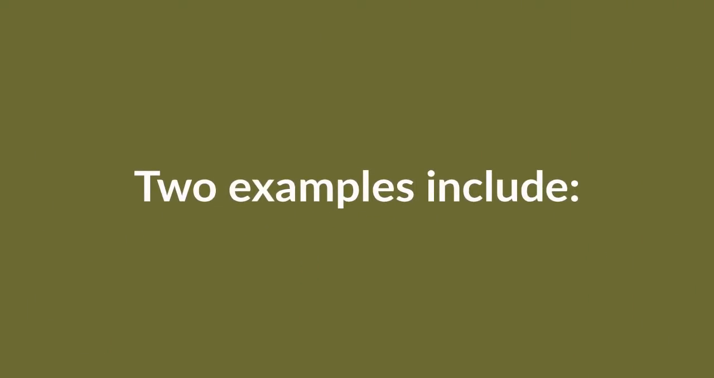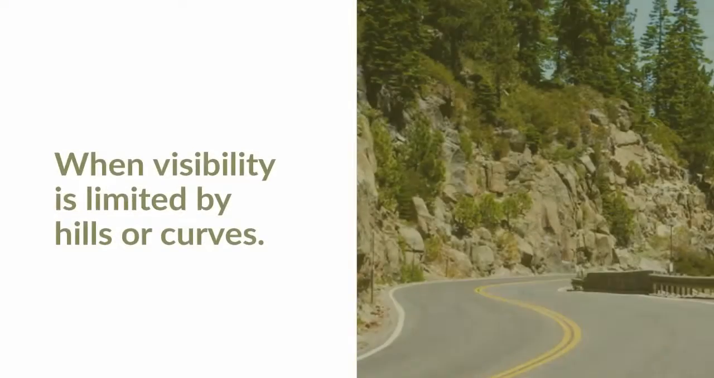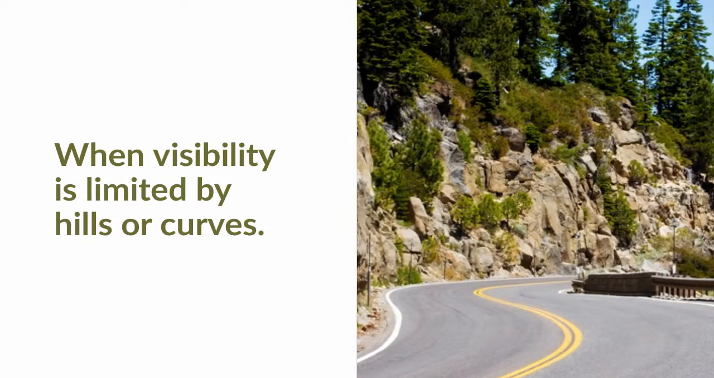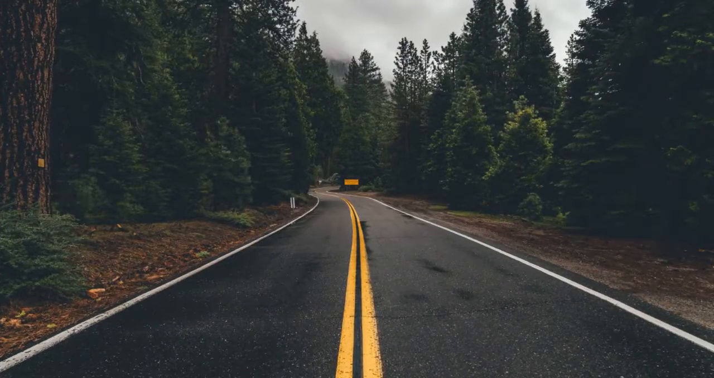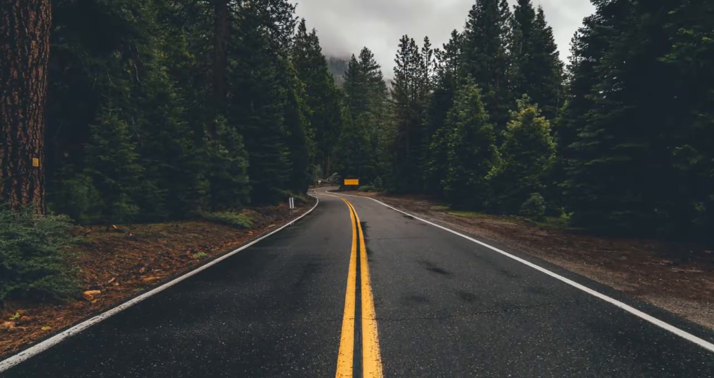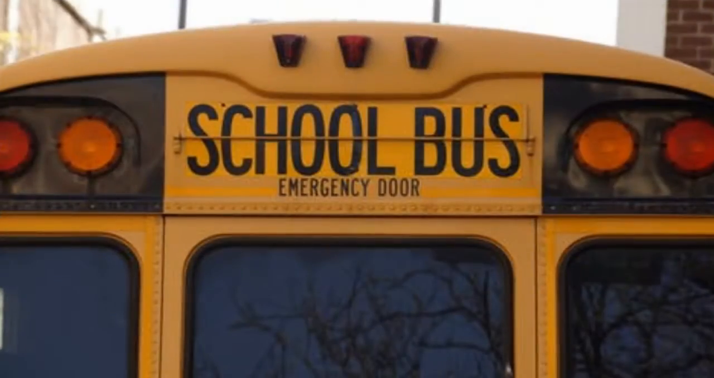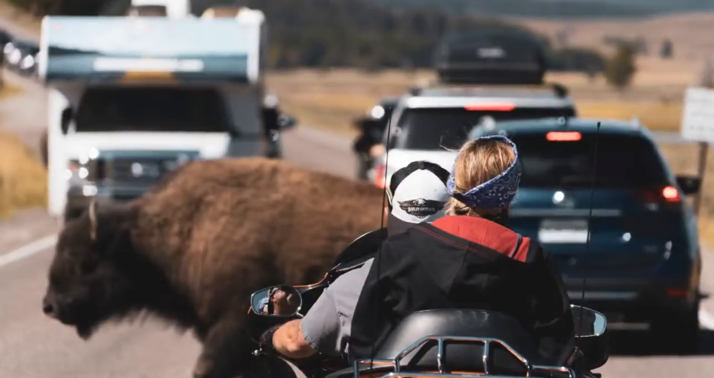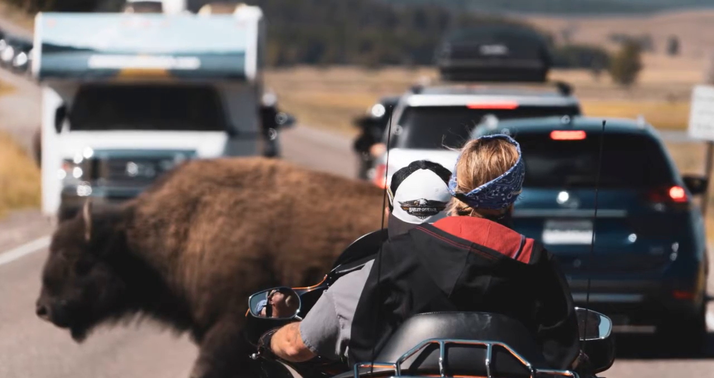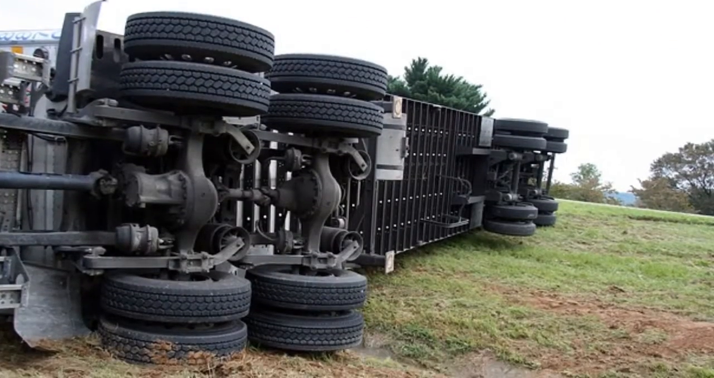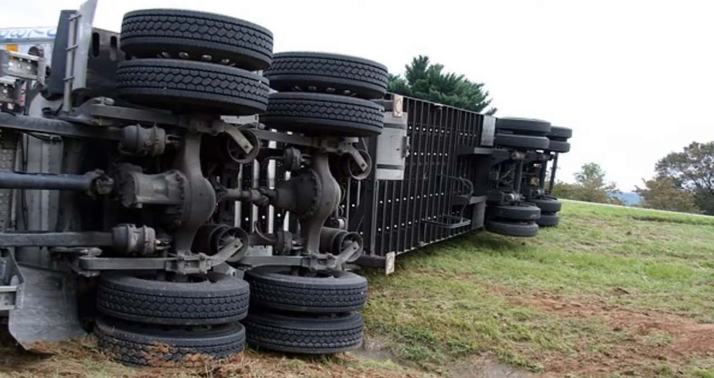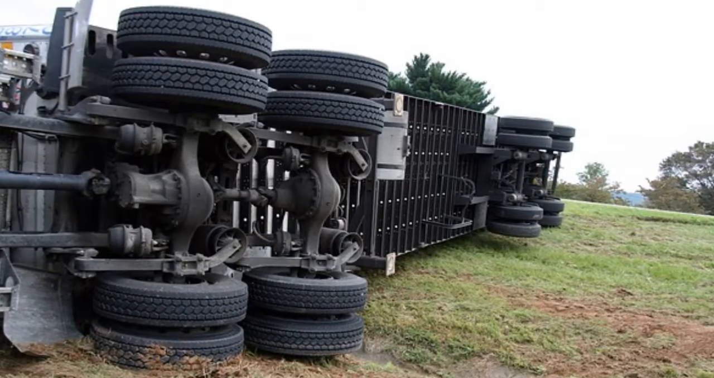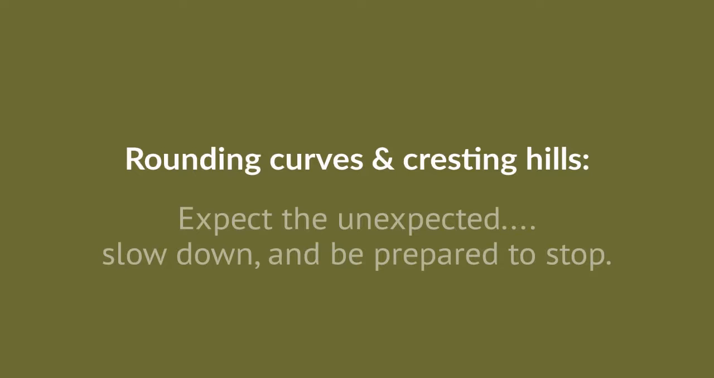Here's two examples. When visibility ahead is limited by hills or curves. This is especially critical on two-lane roads. There could be, and have been, instances of a school bus stop, a car pulling out of a driveway, or even a cow in the road just over the crest of a hill. In each case, it was too late for the truck to stop, and a serious collision resulted. When rounding curves and cresting hills, expect the unexpected. Slow down and be prepared to stop.